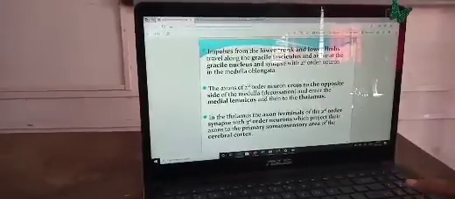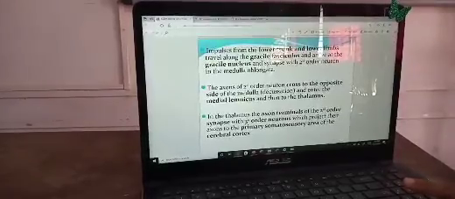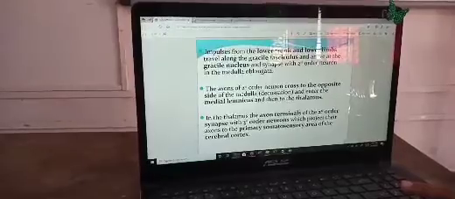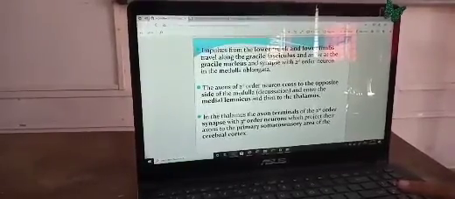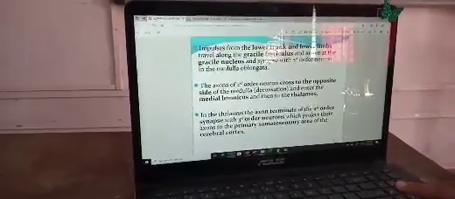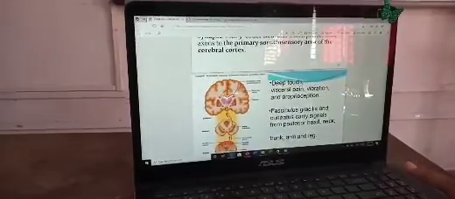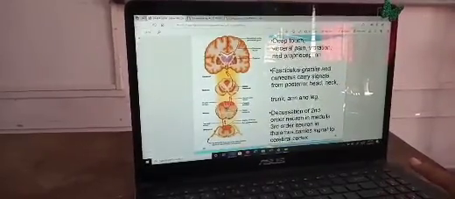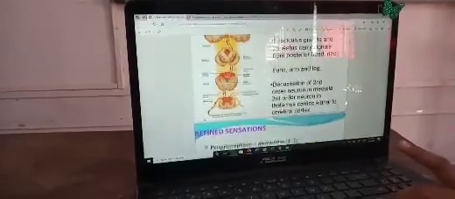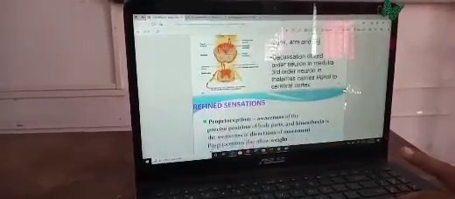Okay, impulses from the lower trunk and the lower limbs travel along the posterior column, and synapse with the second order neurons in the medulla oblongata. From the second order neuron, it passes to the opposite side of the medulla and enters into the thalamus. So, all these are seen here: deep touch, decussation. See, it's a very nice picture for you to learn with the notes.